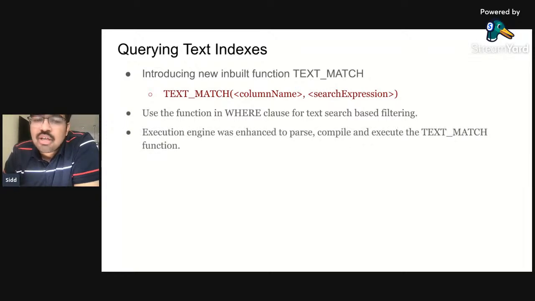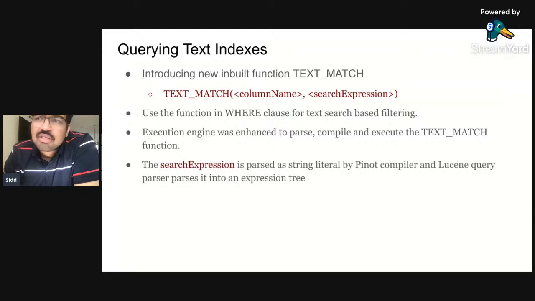The execution engine was enhanced to parse, compile, and execute the TEXT_MATCH function. It is parsed as a string literal by the Pinot compiler, and the query parser parses it into an expression tree, basically a standard Boolean expression tree. The key thing to note is that a lot of the fundamental building blocks of Pinot help when you add a feature like this. None of that changes. The query parsing did not change. We just added to it. Similarly, for our index reader and writer, we just added there.